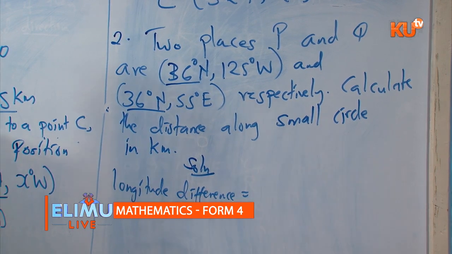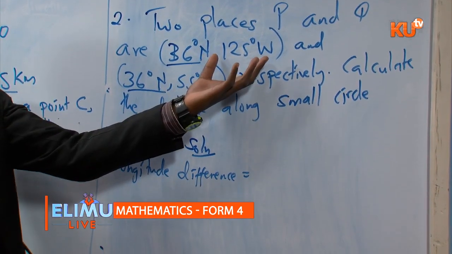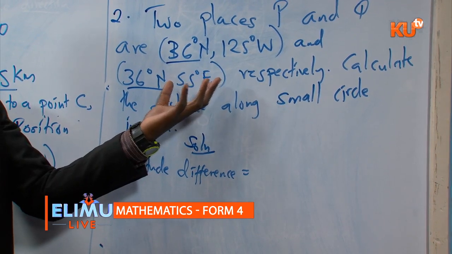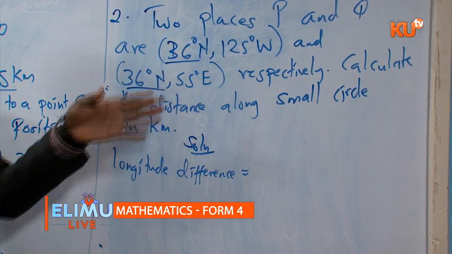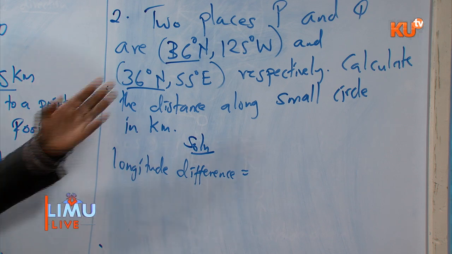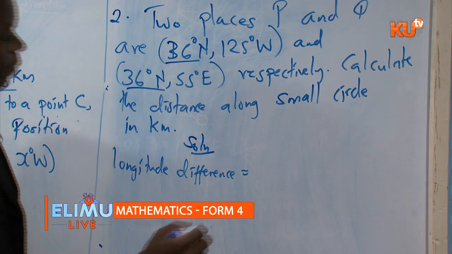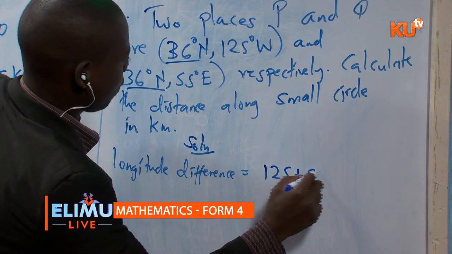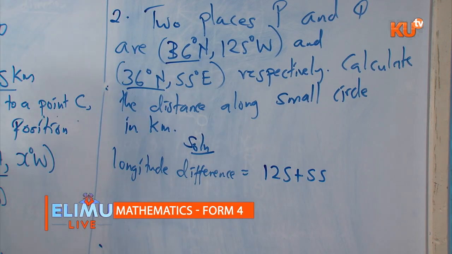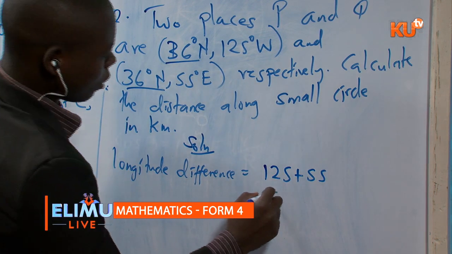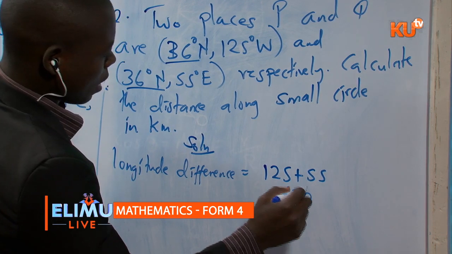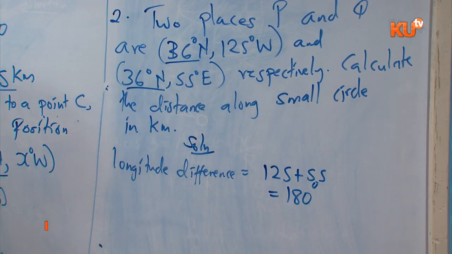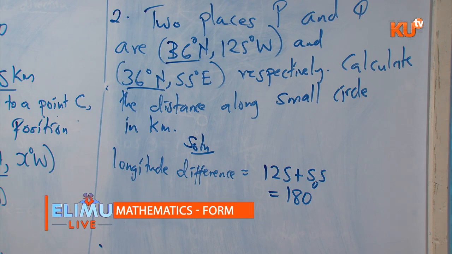Our longitude difference, we look at the longitudes. 125 degrees west against 55 degrees east. Because this is west and east, the difference here will be 125 plus 55 degrees. If you add this, you'll get 180 degrees. That is our longitude difference.